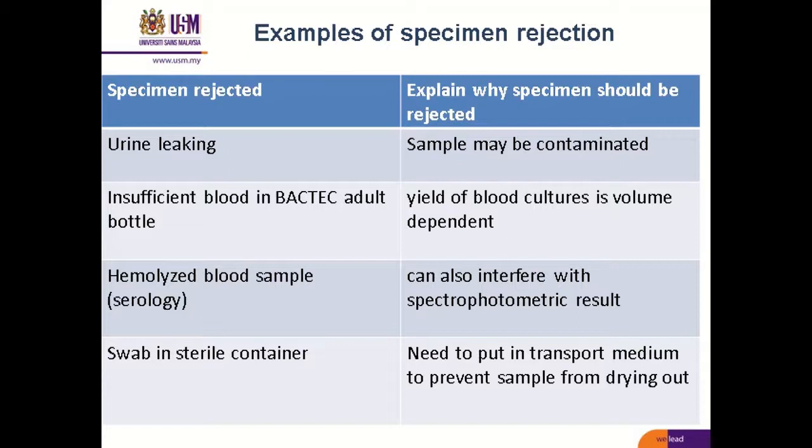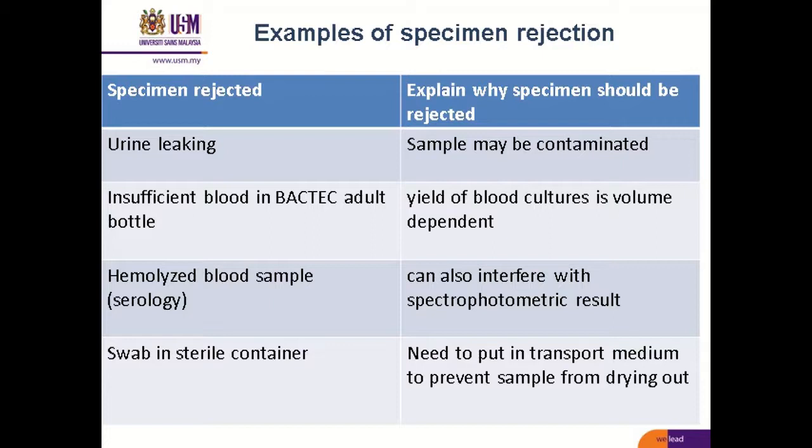The sample may also be rejected in the case of blood culture because the volume of blood in the blood bottle is not enough. We cannot accept this sample because the yield of the blood culture is very dependent on the volume, and so when the volume is not enough, we may give false negative results.